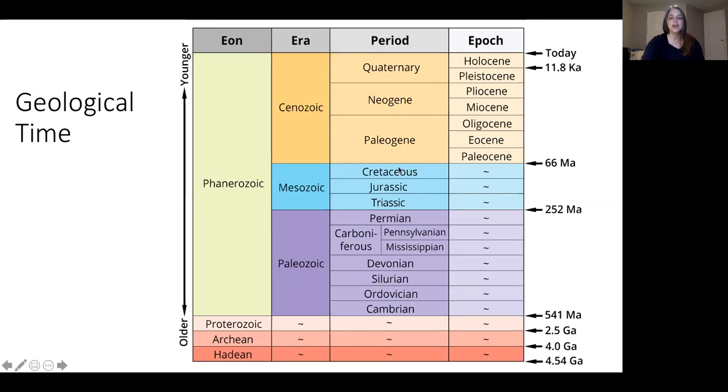When we take a look at our time frame, we're going to be looking at just the Phanerozoic. So you'll see words like Cambrian, Ordovician, Silurian, Devonian. If you're in the UK, you would say Carboniferous. In North America, we typically say Mississippian and Pennsylvanian. Then Permian, and then we move into the Mesozoic: Triassic, Jurassic, Cretaceous. And then the Cenozoic periods are Paleogene, Neogene, and Quaternary.